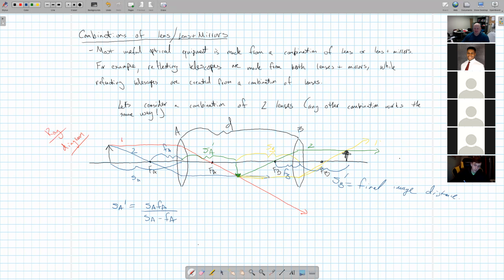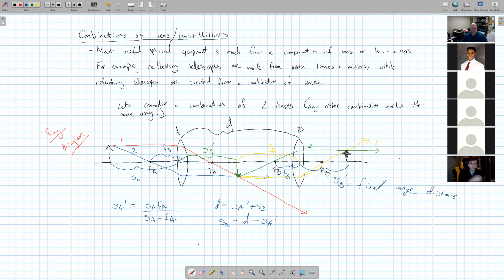So the next question is, how do I find the object distance for B? Well, notice that D here, which is the distance between the 2 lenses, is the same thing as adding the image distance from A plus the object distance from B. By looking at my geometrical representation, I can say D is the same thing as SA prime plus SB, which means SB, the new object distance, is equal to the distance between the 2 lenses minus the image distance.